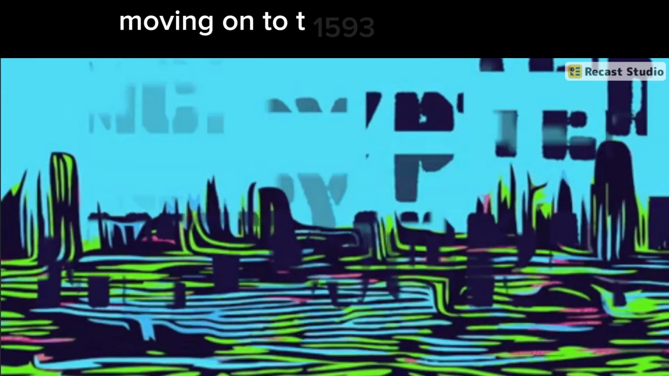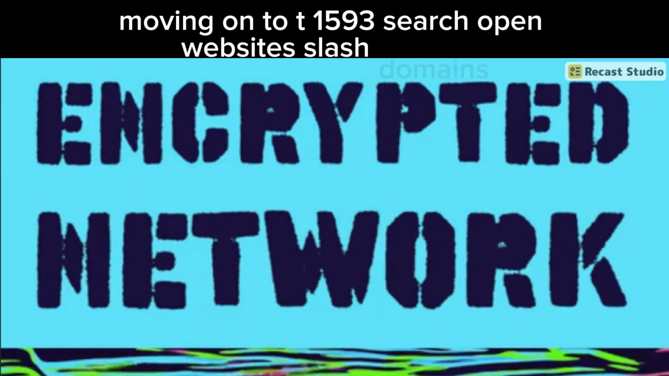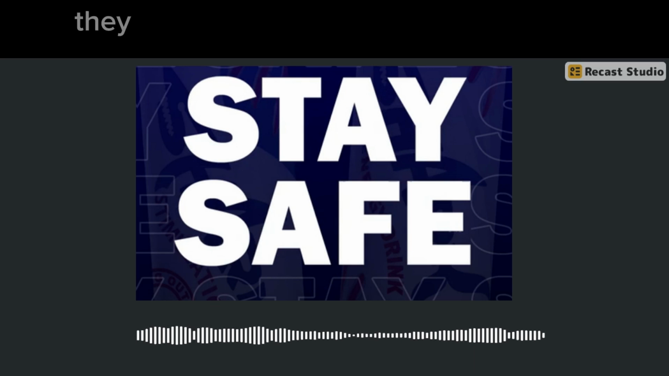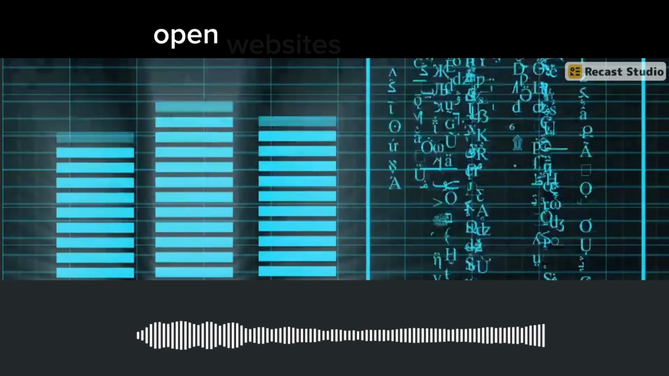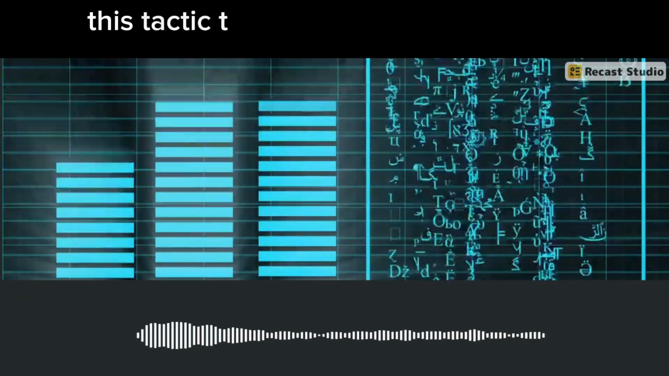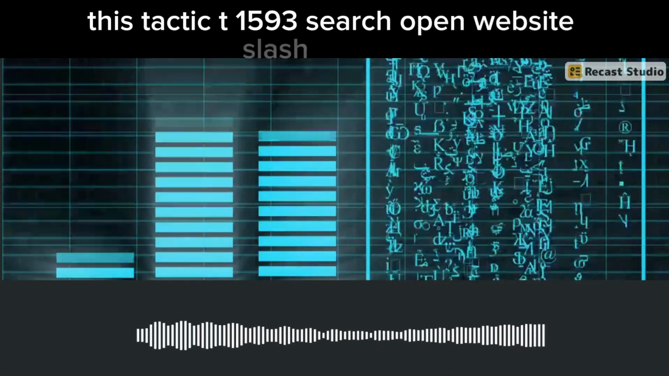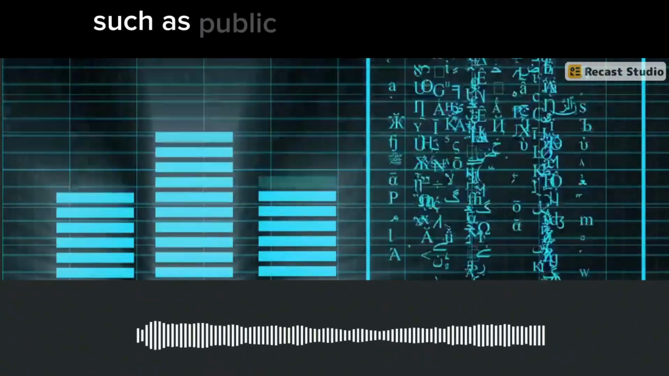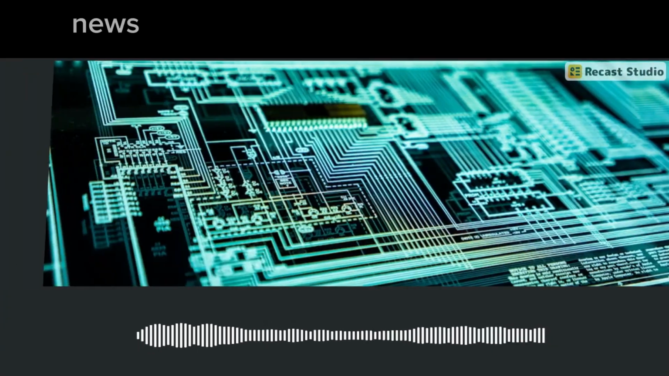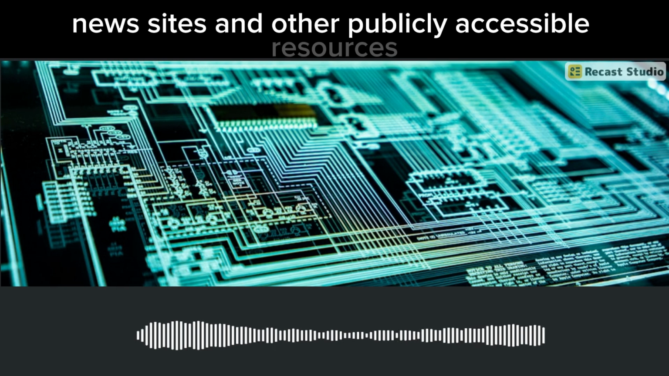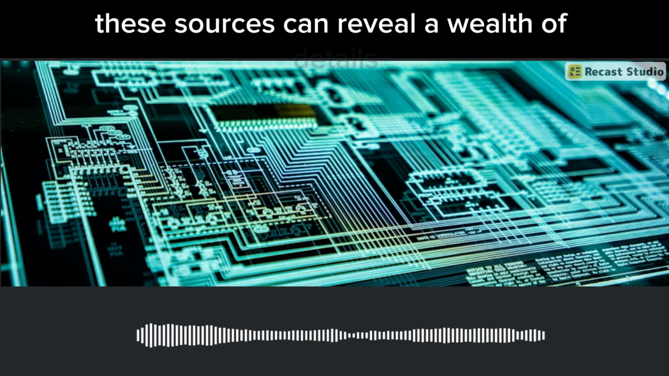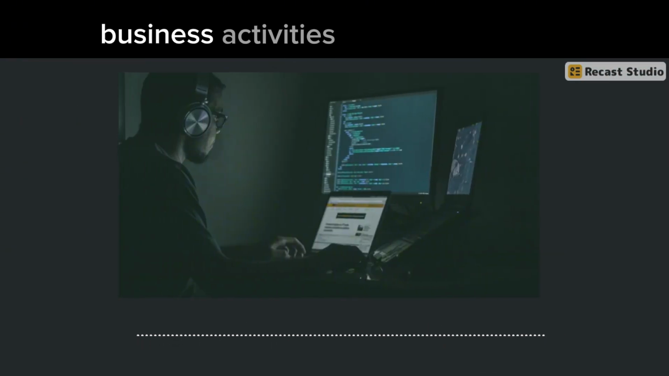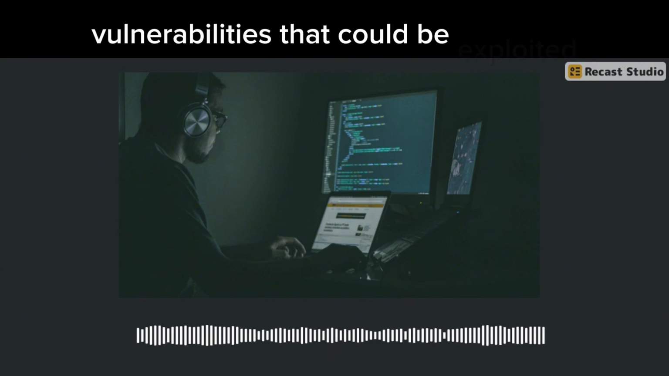Moving on to T1593, search open websites/domains. As adversaries move beyond closed sources and technical databases, they often expand their reconnaissance to include open websites and domains. This tactic, T1593, search open websites/domains, involves gathering information from freely available sources on the web, such as public websites, social media platforms, news sites, and other publicly accessible resources. These sources can reveal a wealth of details about a victim's operations, including information about their personnel, business activities, and even specific vulnerabilities that could be exploited.